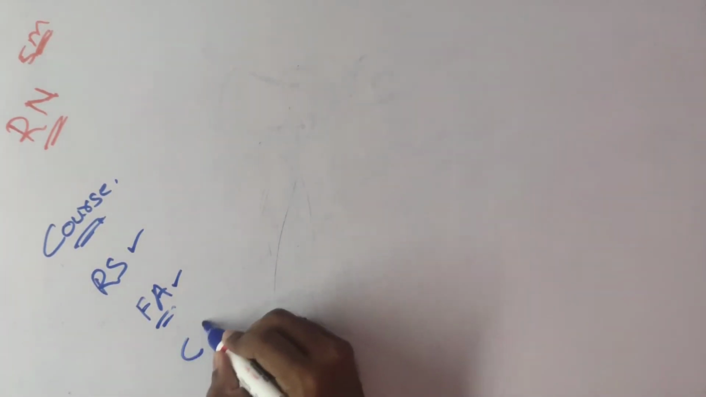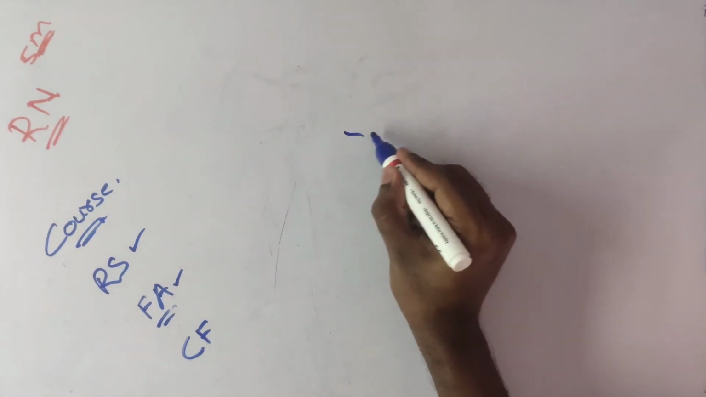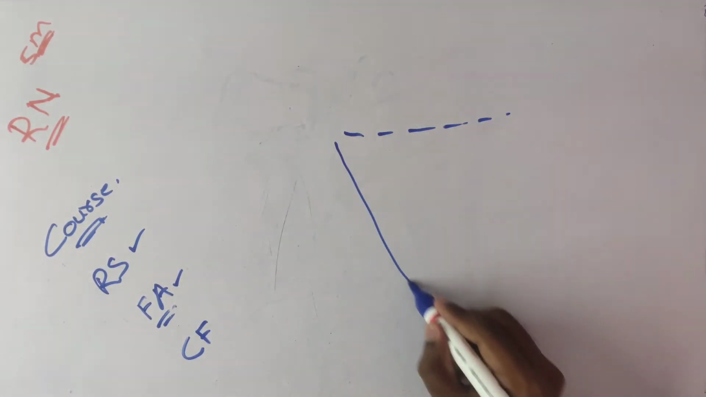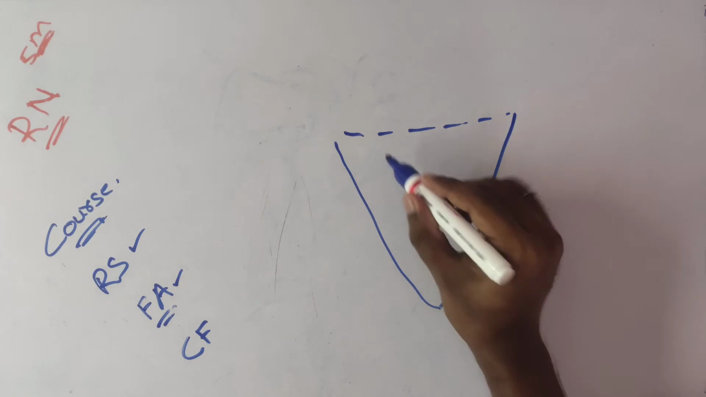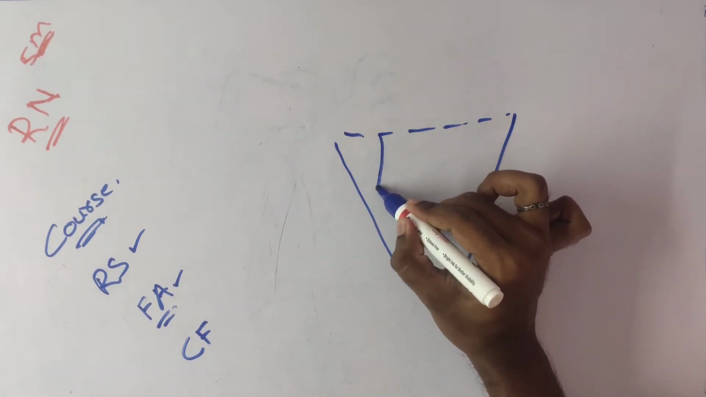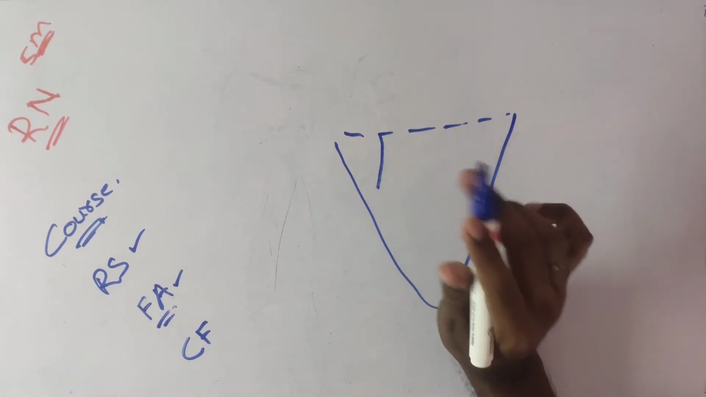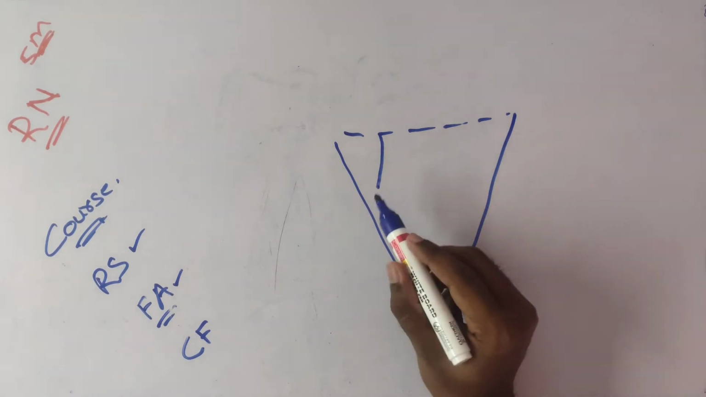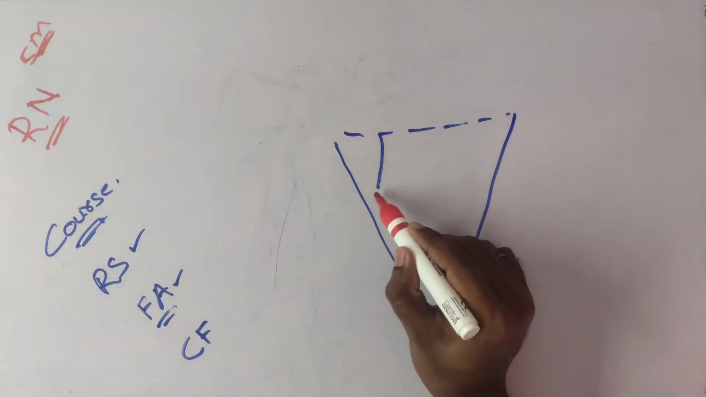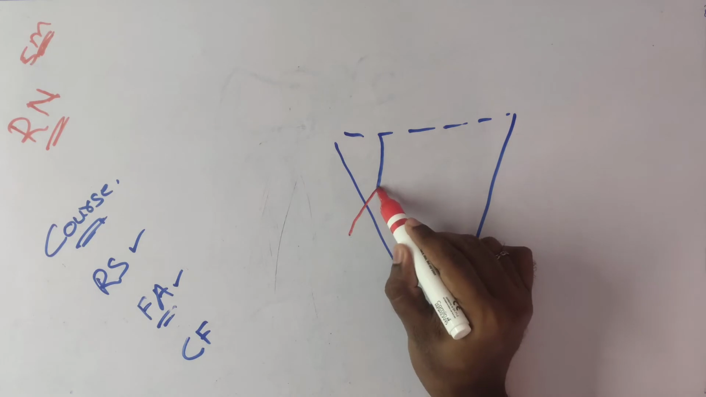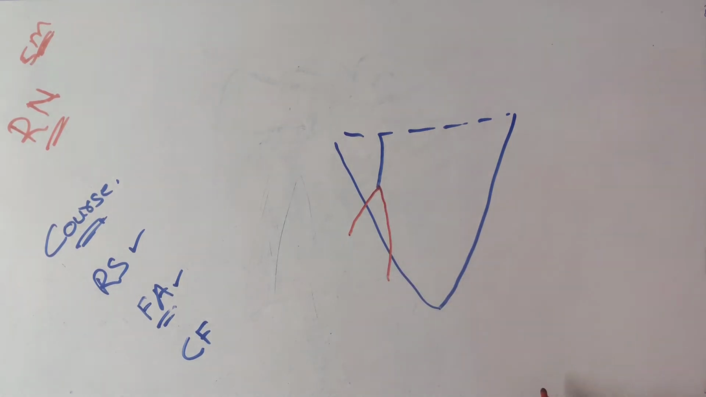Next, coming to the cubital fossa, this is the cubital fossa. Here is the median nerve. At the region of the cubital fossa, the radial nerve terminates into superficial and deep branches. This is the deep branch from here, and here is the superficial branch from here. It divides into two branches, deep and superficial, at the region of the cubital fossa.